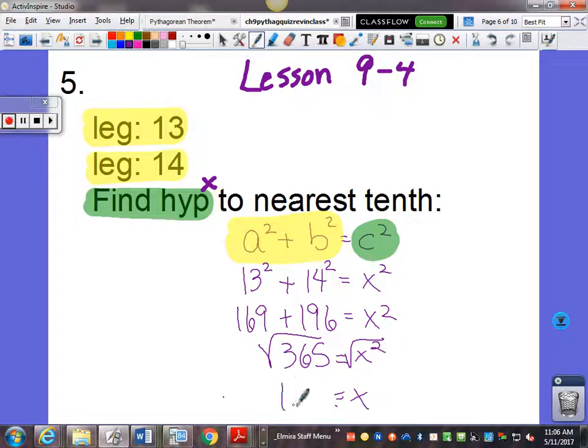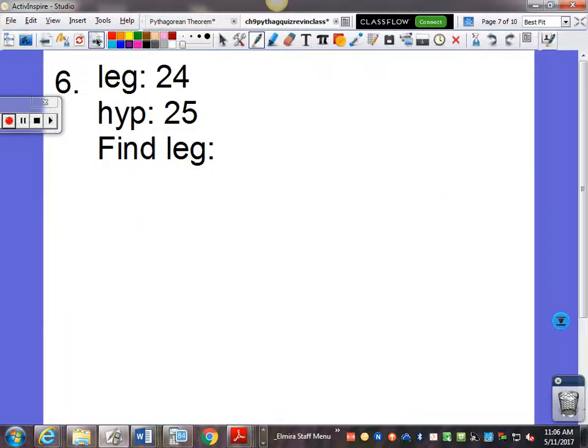So x equals 19.1. Okay, and let's see, this says leg, so I'll go to yellow here, leg 24, that's my yellow, and hypotenuse, so that's a color, let's use blue this time, is 25. I'm finding a leg, so that's going to be my x.